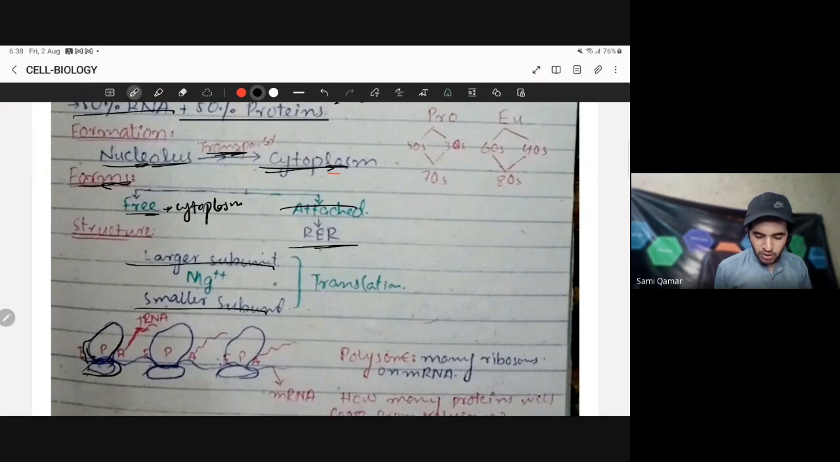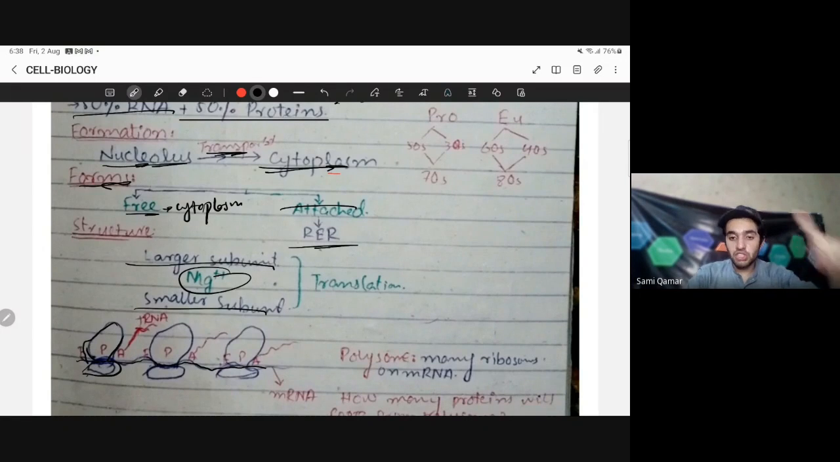This is supposed to be the large subunit, and inside it, like the rope you are seeing, this is messenger RNA. Translation is happening here. See here, the larger subunit and smaller subunit need Mg positive ion for their attachment. This is how translation will happen.